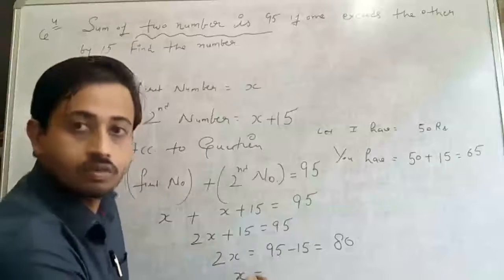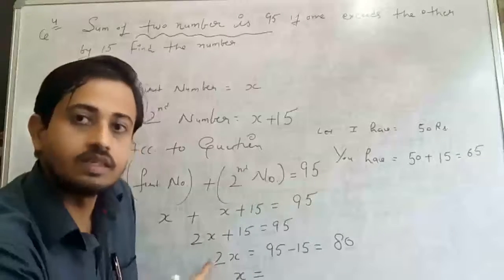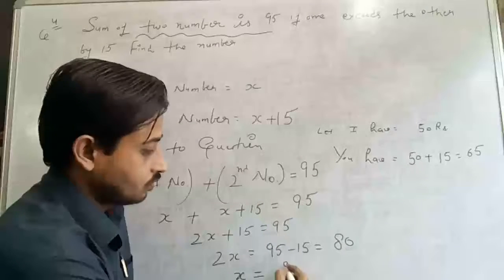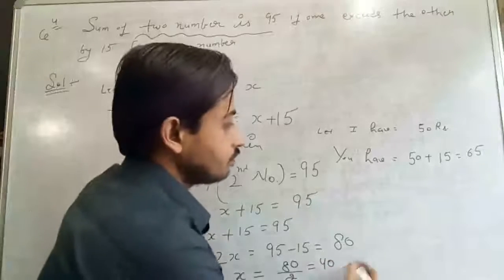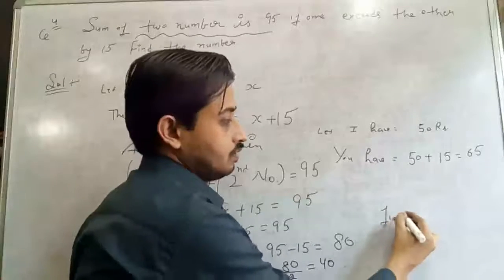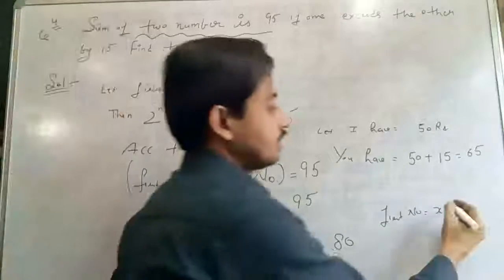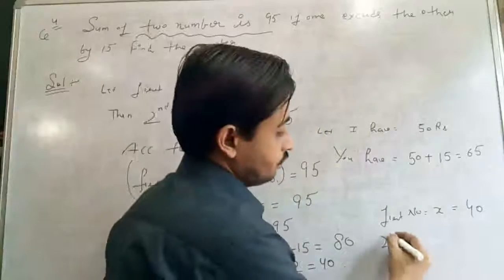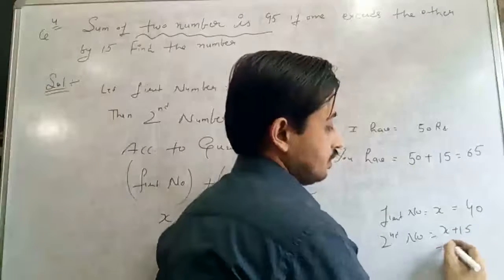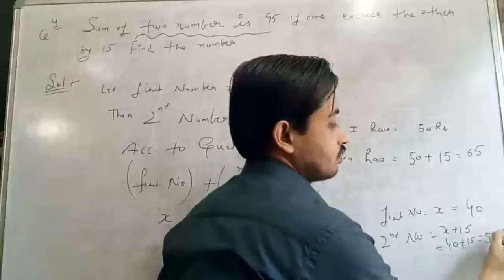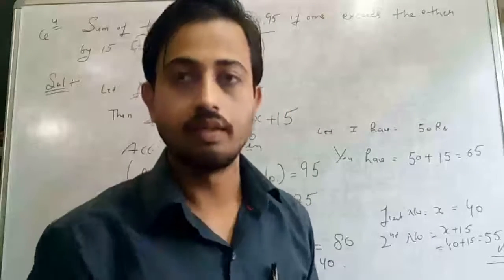Now we have to calculate the value of x. So we have to take 2 to the right hand side, and here it is in the numerator, then it will go to the denominator. 80 divided by 2 is equal to 40. It means our first number is x, and the value of x is 40. Second number is x plus 15, it means 40 plus 15, which is equal to 55. So 40 and 55 are these two numbers. Please make a note.